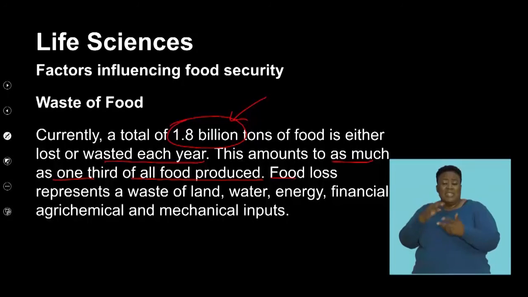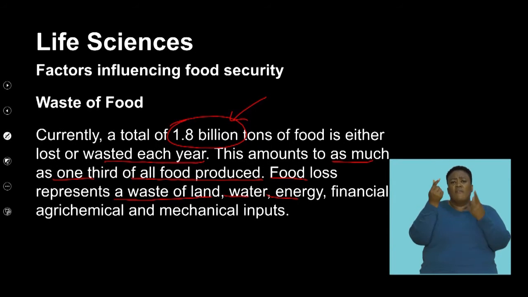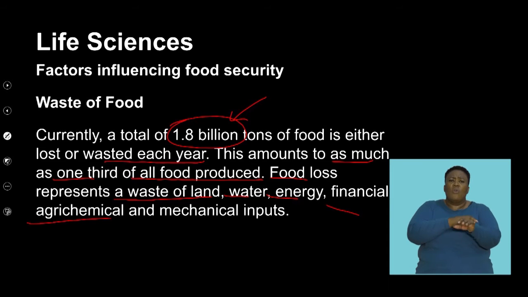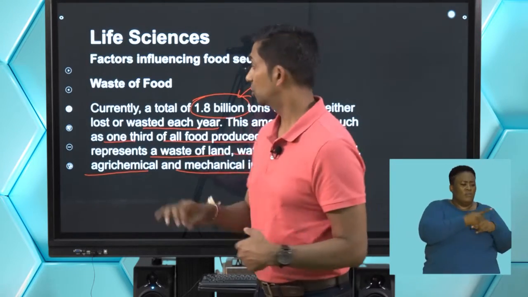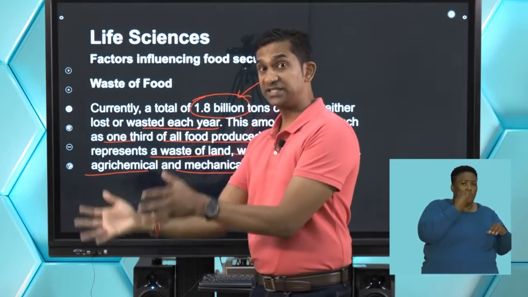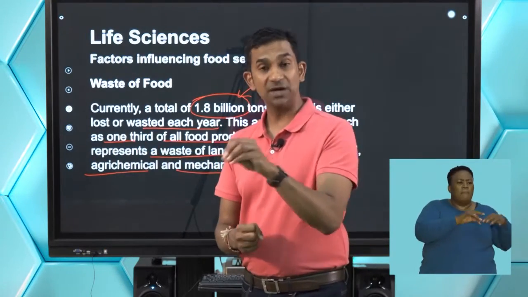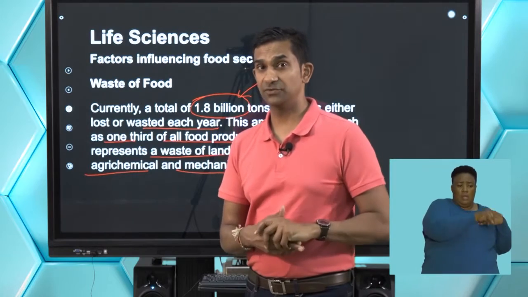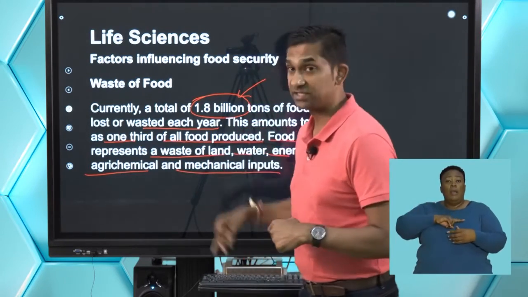So food loss represents waste of land, water, energy, financial, agrichemical, and mechanical inputs. So there's a knock-on effect on the supply and the demand of food. So it's not just the wasting of the food, but there's an economic impact throughout the chain and the processing of food. And so this is significant in us trying to understand what wastage of food means.